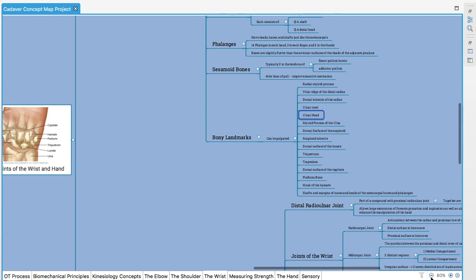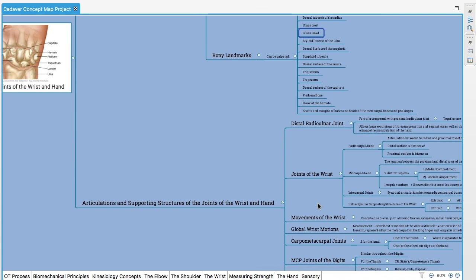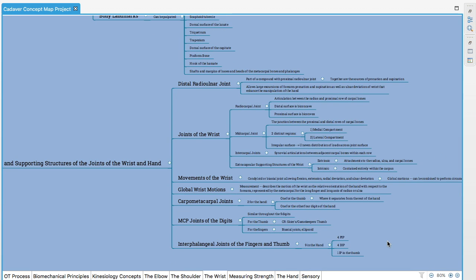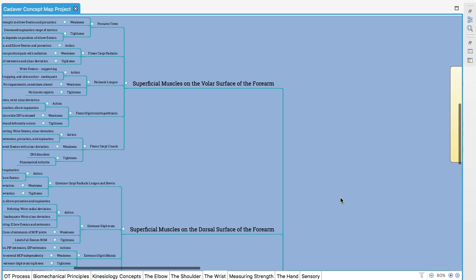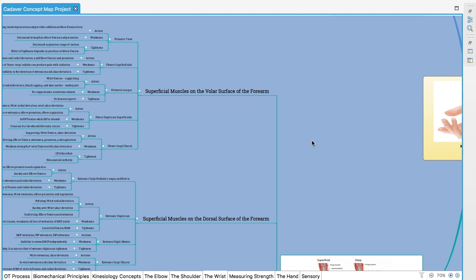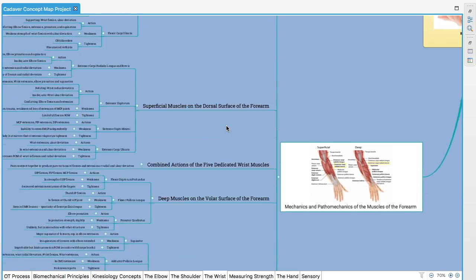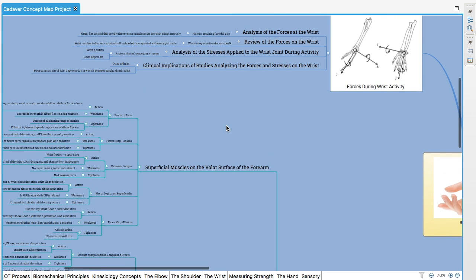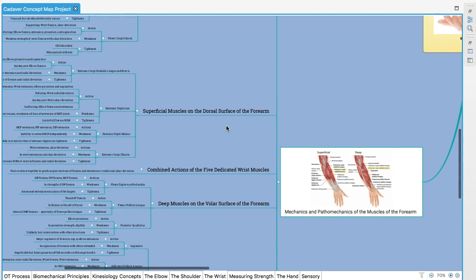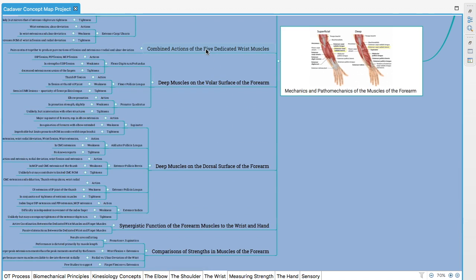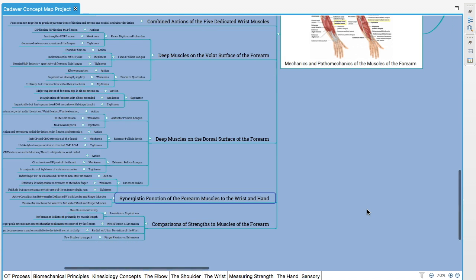and understanding the types of joints that are in the wrist and in the hand and the digits. In addition, the muscles of the forearm can be organized by superficial muscles and deep muscles. They can also be organized based on which side of the hand they're on, so the volar surface or the dorsal surface. We can also look at combined actions of the wrist muscles and synergistic functions of the forearm muscles.